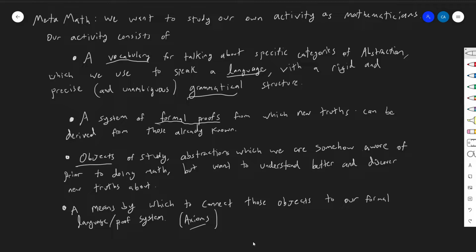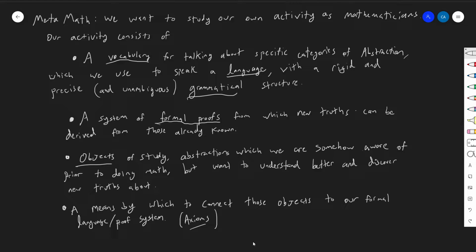But that is the idea. What we want to do is formalize the act of doing mathematics into mathematics, and then talk about mathematics mathematically. So, in my view, the act of doing mathematics boils down to a few components. First of all, we have a language that we speak in. We actually have multiple languages, I'll talk about why that is, but for the moment, let's just say we have a language of mathematics.